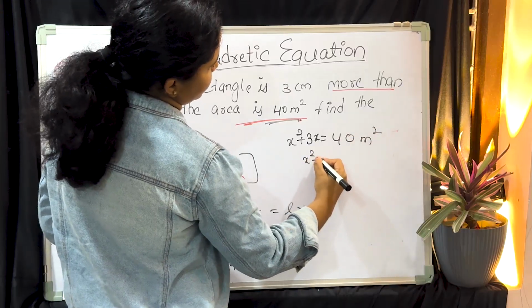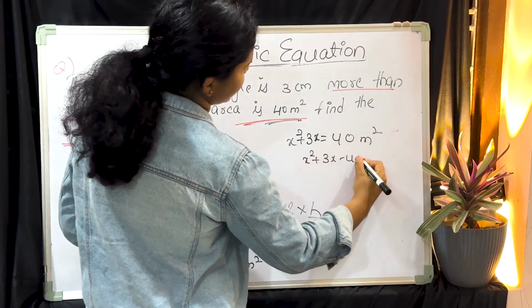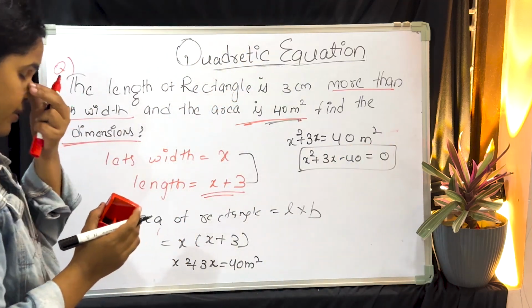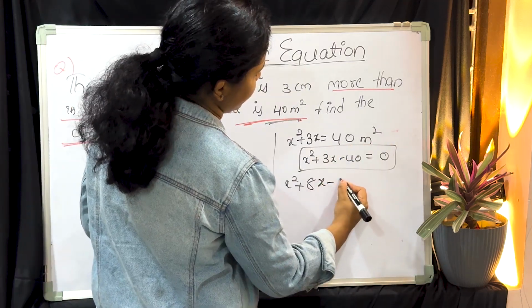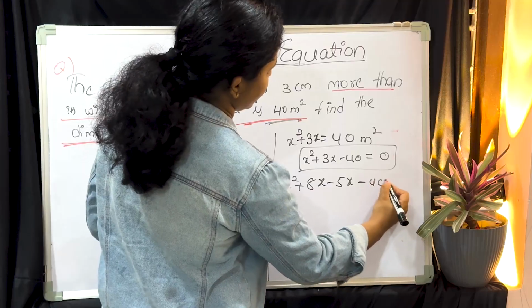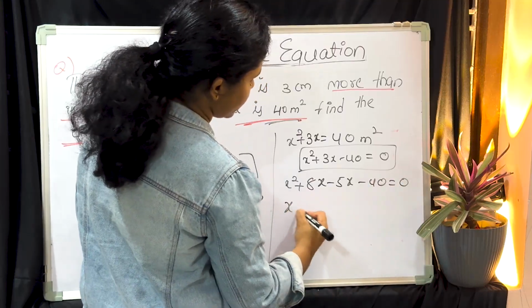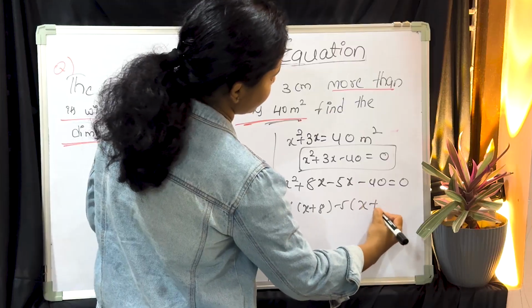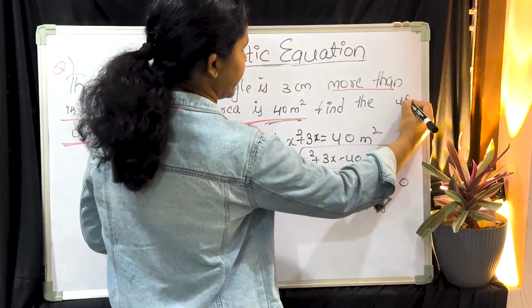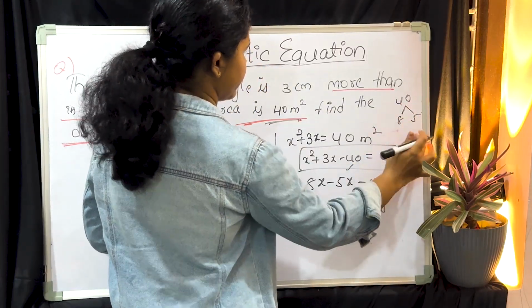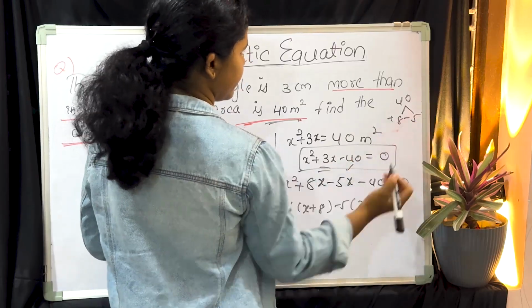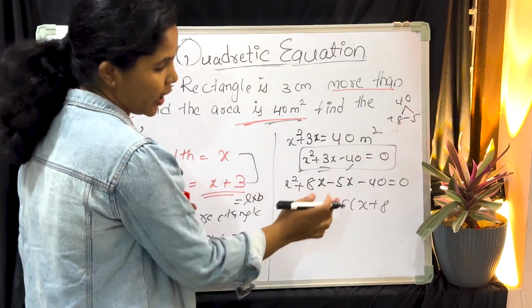x square plus 3x minus 40 is equal to 0. This is the equation. 8x minus 5x minus 40 is equal to 0. x of x plus 8 minus 5 of x plus 8. 5 eights are 40. Okay, and here it is plus, so plus 8 and minus 5. That is what I have written here.